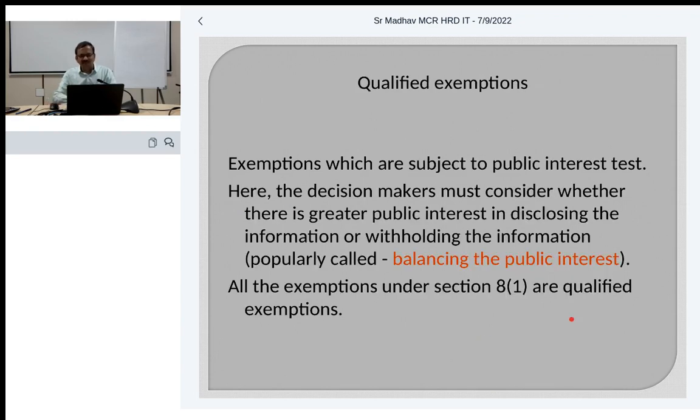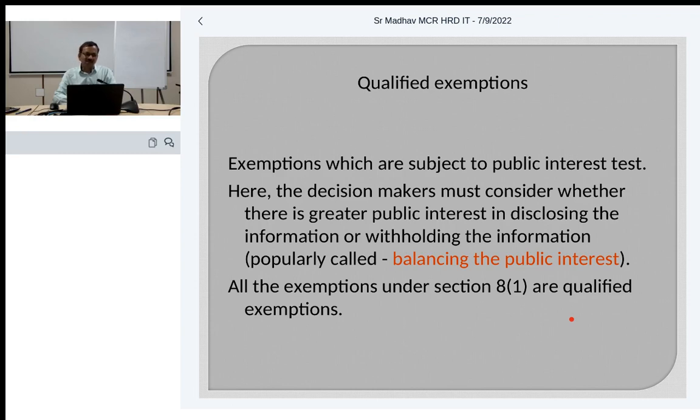But most of the remaining exemptions are found under Section 8, subsection 1. These are all called qualified exemptions because they are not absolute exemptions. What does it mean? If the PIO thinks that the information falls under the exemptions under Section 8, she has to do one test under Section 8.2. What is that? That is called the public interest weighing test.